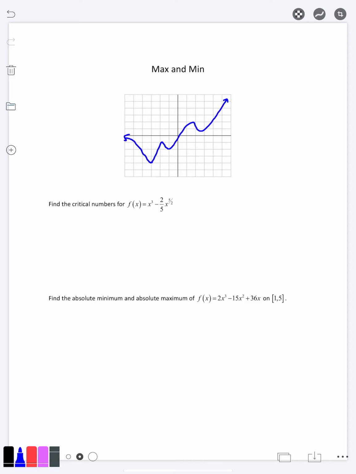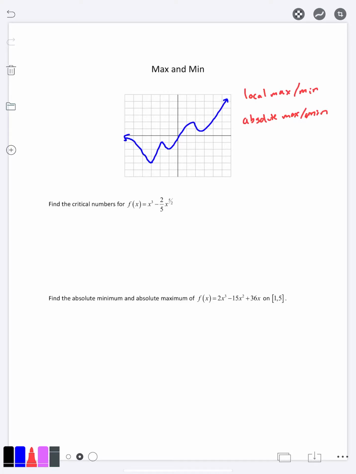We're going to talk about the idea of max and min for a function. And there's going to be two different types here. We are going to have local max and local min. And we're also going to have something called absolute max and min.